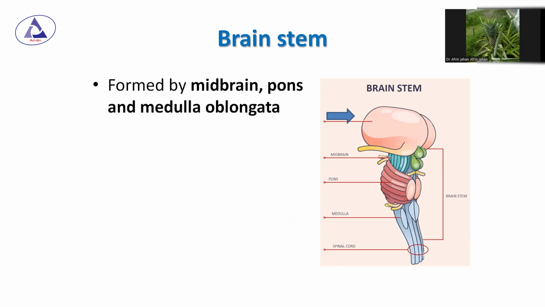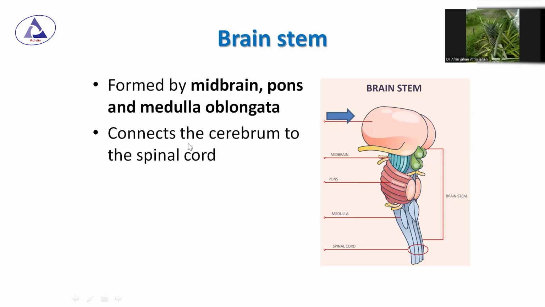Brain has three parts: forebrain, midbrain, and hindbrain. Midbrain connects the forebrain to the hindbrain. Parts of the hindbrain are pons, medulla oblongata, and cerebellum. Behind the pons and medulla oblongata, cerebellum is located. That means midbrain connects the forebrain and hindbrain.